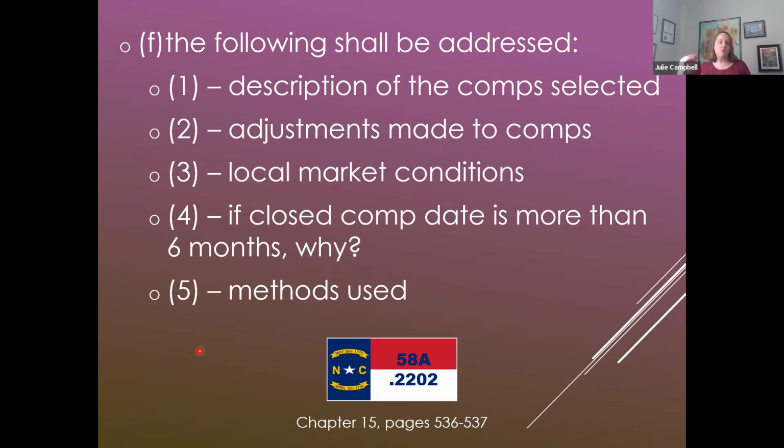We need to make a note of the local market conditions. Is it a buyer's market or a seller's market? Are we in a distressed market with lots of foreclosures and short sales? So identify your local market. If we're using closed comps more than 6 months old, why did we select those comps? Is it because we're in a market with low inventory, thus not as many closings, so we don't have as many to choose from? We just need to explain why.